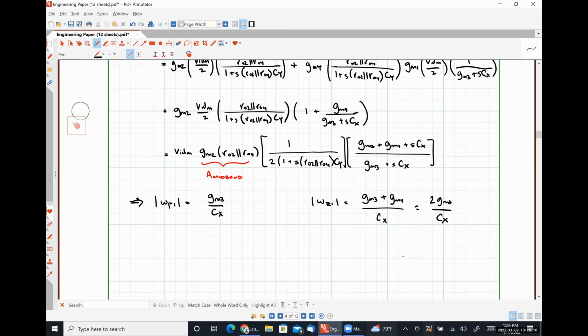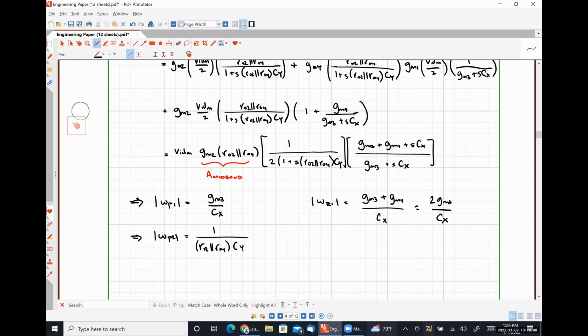From the first part of my transfer function, I get a 0, or excuse me, a pole. Let's call that omega P2 is equal to 1 over R naught 2 in parallel with R naught 4 times CY.